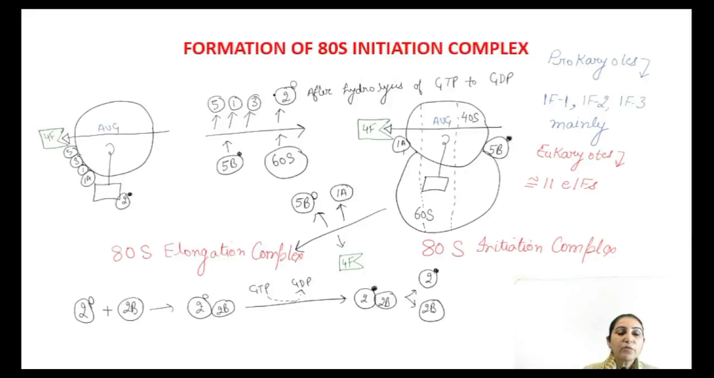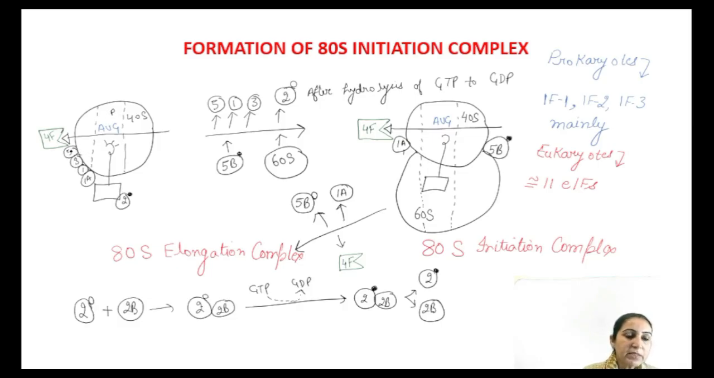So now we have seen how the 48S open complex is formed. This is our 40S subunit. This is mRNA. Here is the start codon. Here are the anticodons which are bound with the start codon at the P site. This site is actually the P site where this whole thing is occurring, that is, the ternary complex is binding with the start codon. This is the P site.